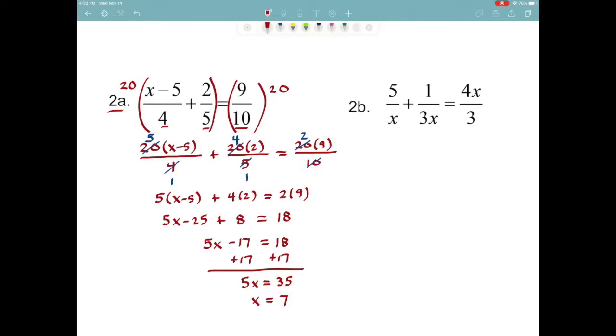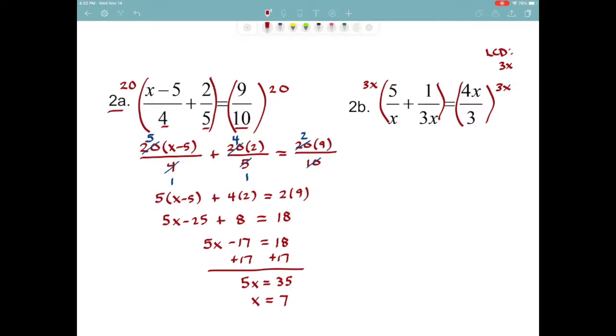Same thing here with problem 2b. We have 5 over x plus 1 over 3x equals 4x over 3. Our least common denominator is going to end up being something that is divisible by each of those denominators. So that would end up being, for this one, 3x. Let's multiply each side by 3x.